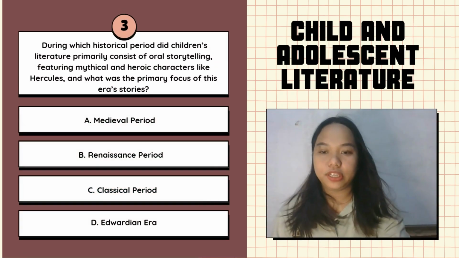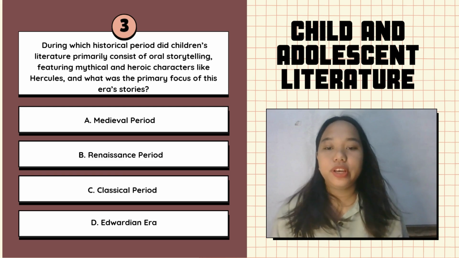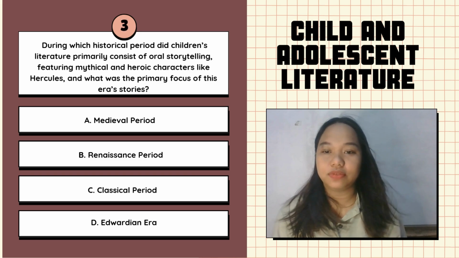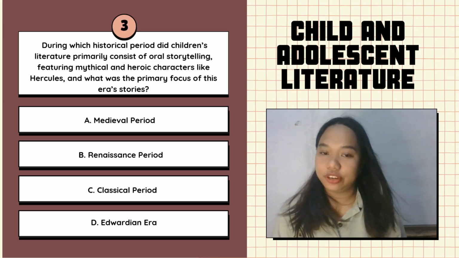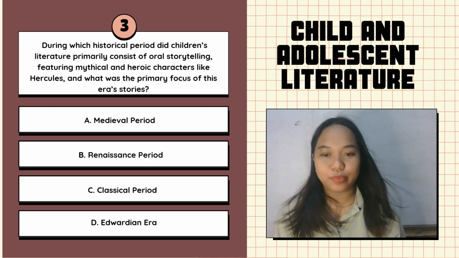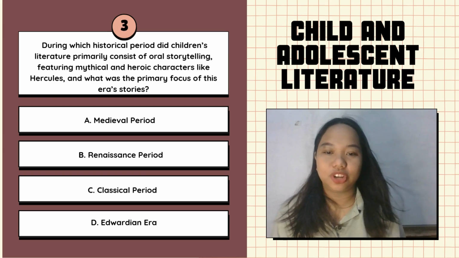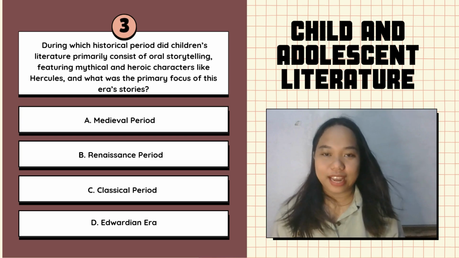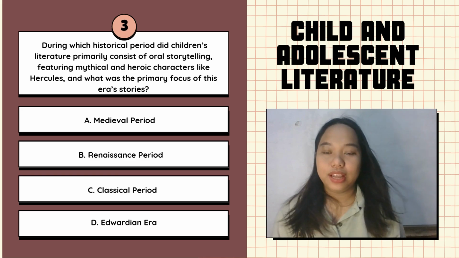For our third question, during which historical period did children's literature primarily consist of oral storytelling, featuring mythical and heroic characters like Hercules, and what was the primary focus of this era's stories? Letter A, medieval period. Letter B, Renaissance period. Letter C, classical period. Letter D, Edwardian era.